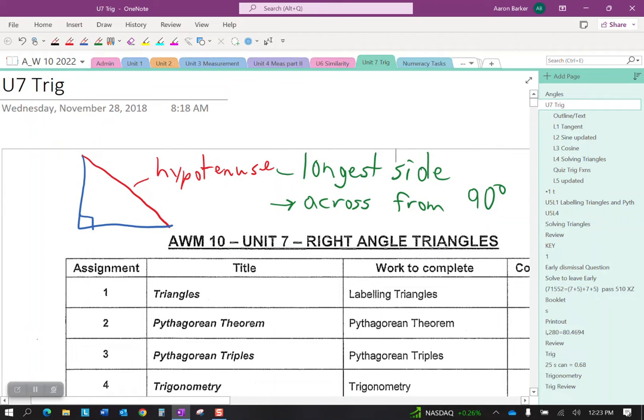The blue parts, those are the legs of the triangle, and the red part is the most important. That's the hypotenuse. Write this down. The hypotenuse in red has two very important pieces of information. Number one, it's the longest side.